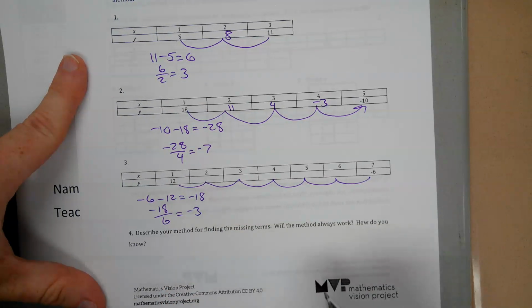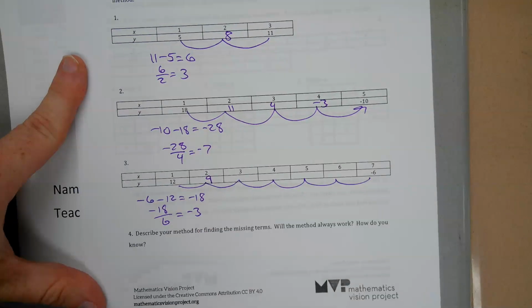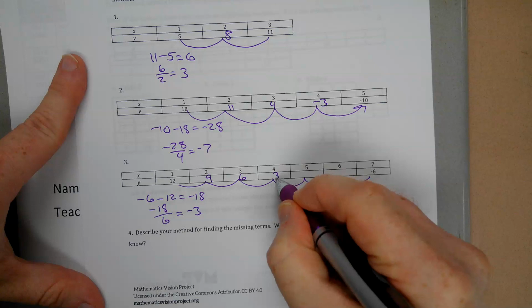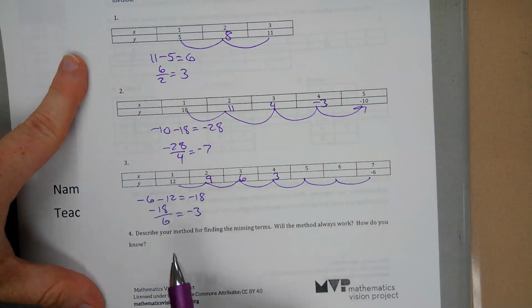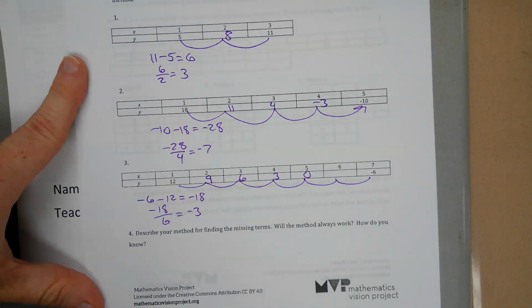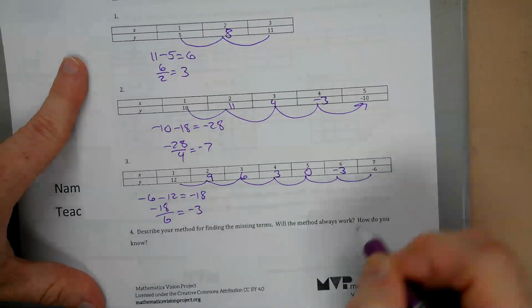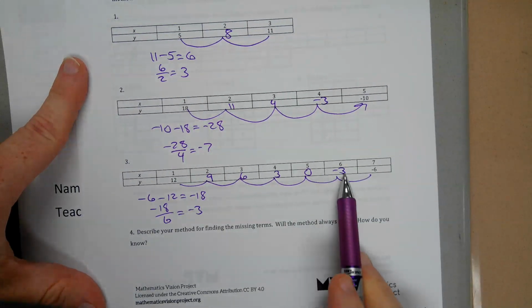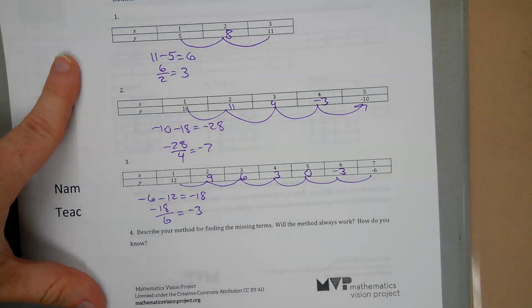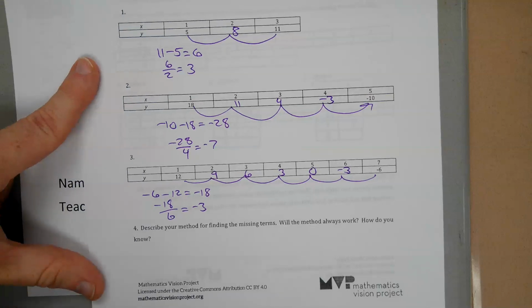12 plus negative 6 is 9. Plus negative 3 is 9. 9 plus negative 3 is 6. 6 plus negative 3 is 3. 3 plus negative 3 is 0. 0 plus negative 3 is negative 3. And negative 3 plus negative 3 is negative 6. So, that describes what we're doing here.